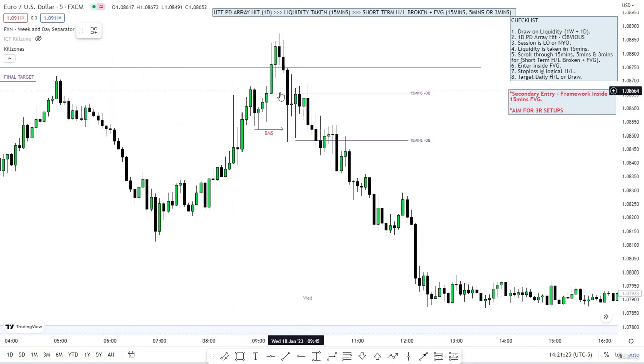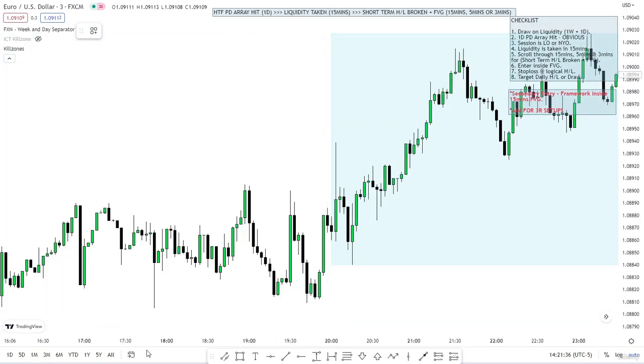But I'm not seeing any imbalance. I'm just saying the market came back and retested that order block. Even in this instance. Let's drop to the 3 minutes and see if we can find an imbalance here. So that is 18th.